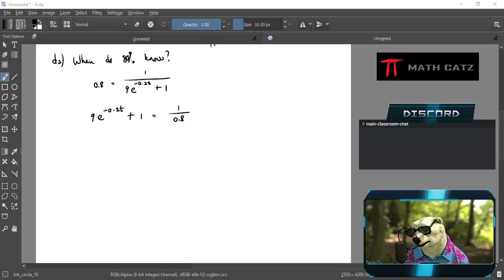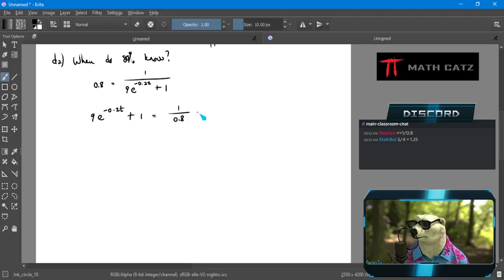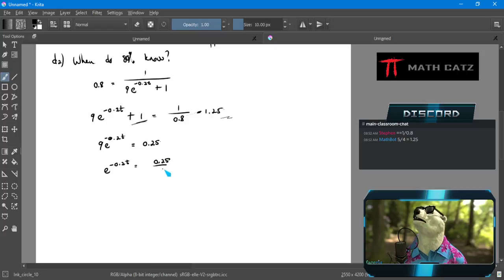I'll just show it in chat. I'm not saying it's hard, but no one is speaking in chat right now, so I'll just show you something. 1.25. So then 9e to the negative 0.2t plus 1 equals 1.25. I don't want to skip too many steps. You never know who is watching. 0.25 by subtracting this 1 on either side. And so e to the negative 0.2t is 0.25 over 9.